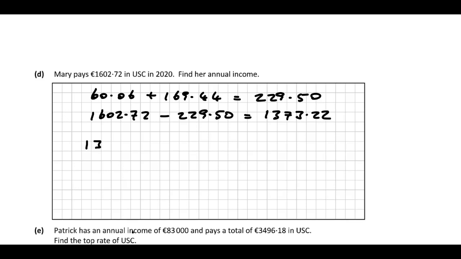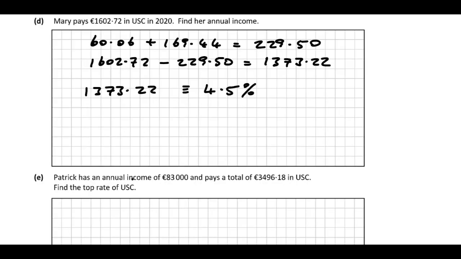So in other words, 1373.22 is going to be equivalent to 4.5% of her salary at this particular level. So we want 1%. So you've got to divide by 4.5 and then go up to 100%, which will give us 30,516 euros. So you divide by 4.5 and multiply by 100.